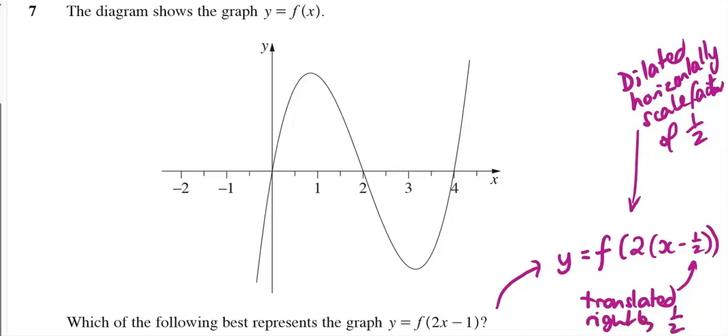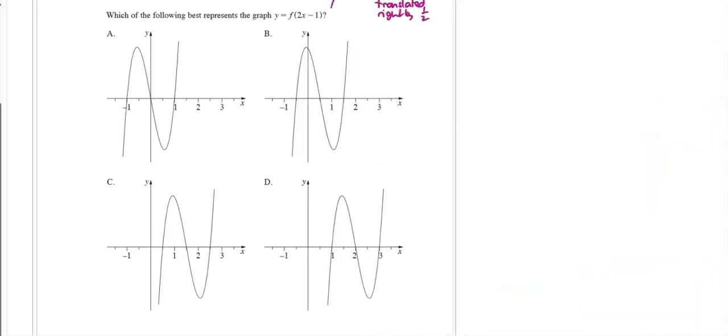Okay, so looking at this, previously it took 4 units to go up and down, so now I need it to go up and down just by 2. So it's going to be here, and then I need to shuffle it to the right by a half. So I'm looking for something that does something like that. And when I look for that, I can see that the answer is C.